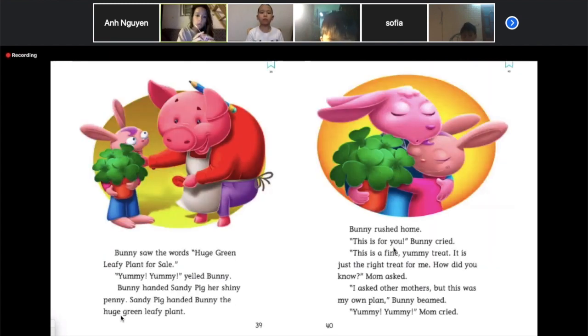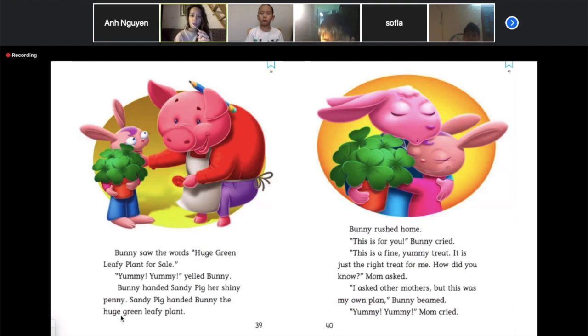Bunny saw the words, huge green leafy plant for sale. Yummy, yummy, yelled Bunny. Bunny handed Sandy Pig her shiny penny. Sandy Pig handed Bunny the huge green leafy plant. Bunny rushed home. This is for you, Bunny cried. This is a fine, yummy treat.